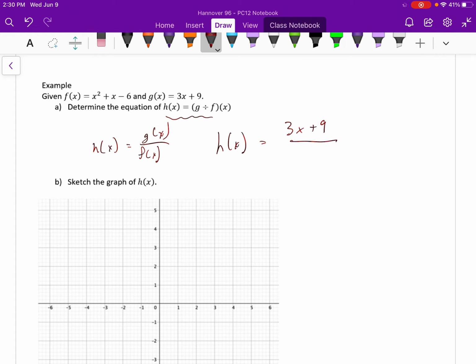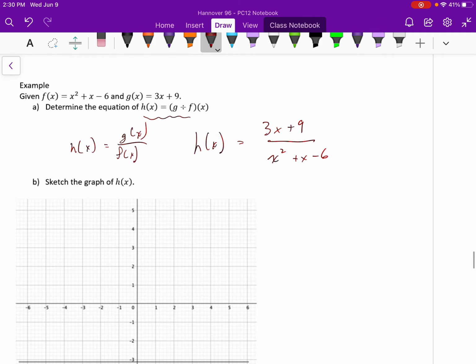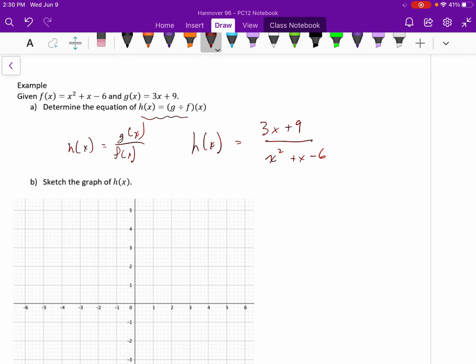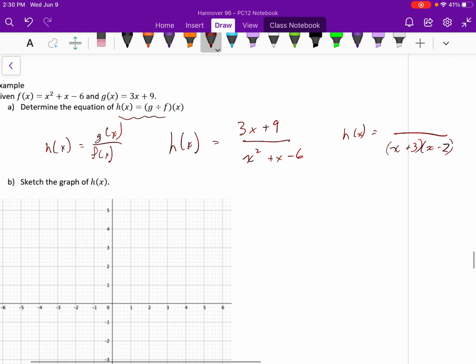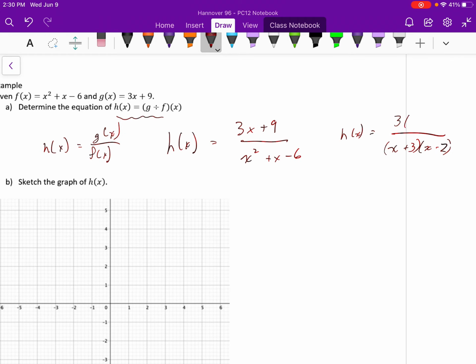And my f of x, now if I look at f of x, it's defined by x squared plus x minus 6. It's always a good strategy to try to factor any expression you have, just in case something nice happens. And I factor out the denominator first. I don't know, just instinct tells me to do that. And then I'm able to factor out a common factor from the numerator.